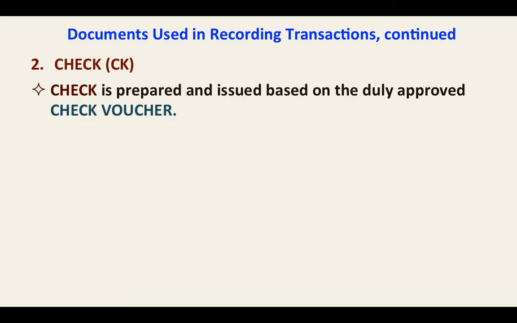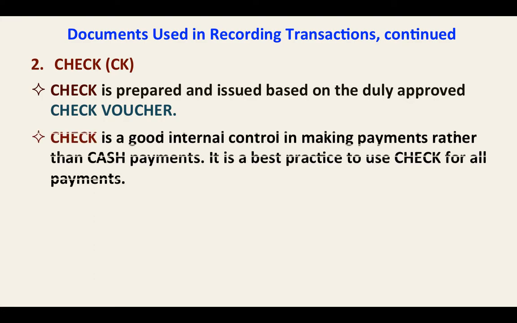The next document is check. So obviously, alam niyo na siguro kung ano yung check. So yung check is prepared and issued based on the duly approved check voucher. So bago ka makapag-issue ng check, dapat may check voucher, payable voucher. Dahil yung payable voucher in-establish, may utang kang babayaran. In-establish yung propriety of the payable. So kung okay na, okay, supported na, may mga supporting documents, now you can issue a check. Check is a good internal control in making payments rather than cash payments. It is a best practice to use check for all payments.